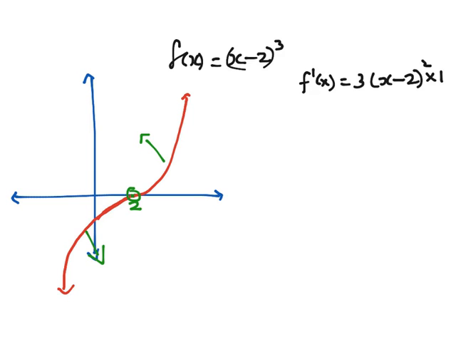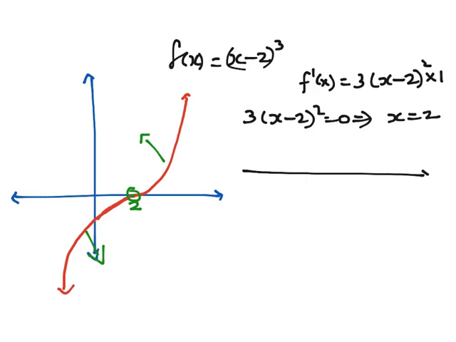using the chain rule. Okay, now I need to find the stationary points. Let me find it. So 3 times x minus 2 the whole square equal to 0, which will give me x equal to 2. Okay, so 2 is a stationary point here. Now we all know that for a stationary point to be a point of inflection, the first derivative should have the same sign before and after 2. If that is satisfied, then definitely it is a stationary point of inflection.